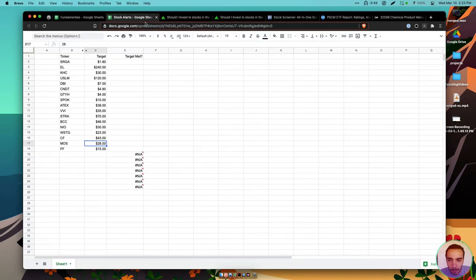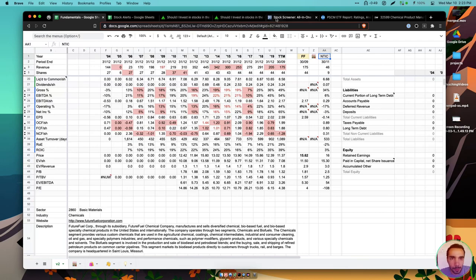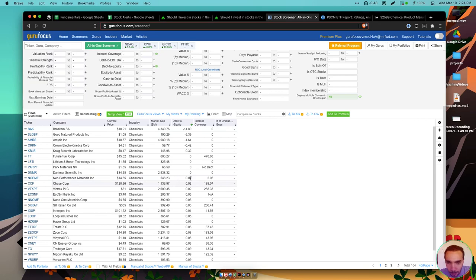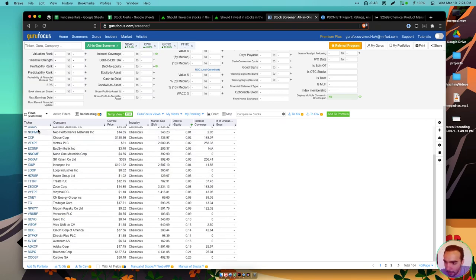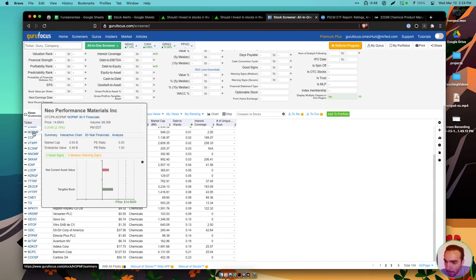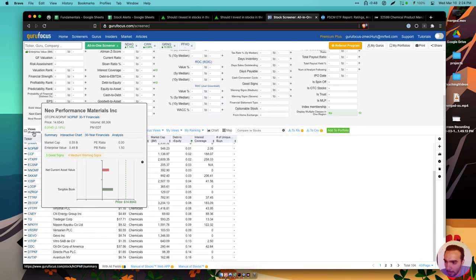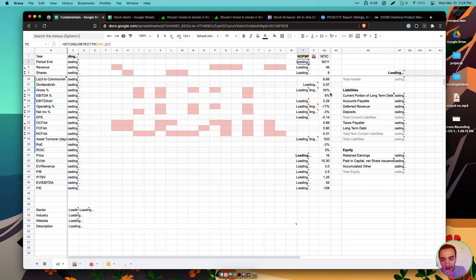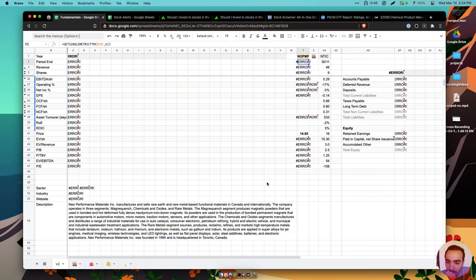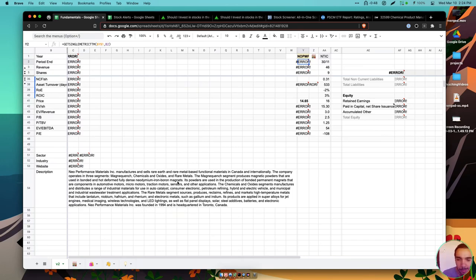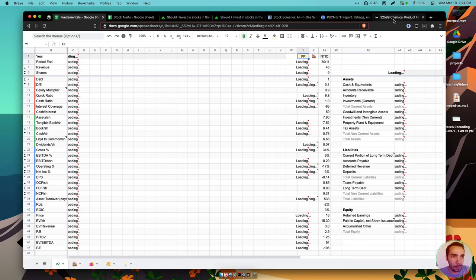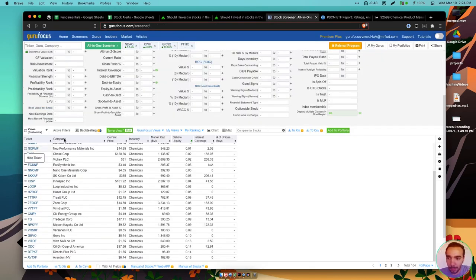What else we got? So that was FF, and we already saw NTIC, so we can get rid of NTIC. And then you have Neo. All right, no PMF. No PMF, what is that? No product market fit. Neo Performance Materials: rare earth, rare metal based functional materials in Canada and internationally. Can't pull in the data. Probably a Canadian company, that's why you can't see it. I can't be bothered to look it up.